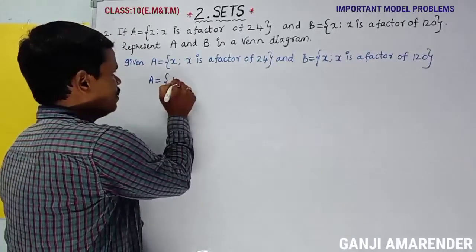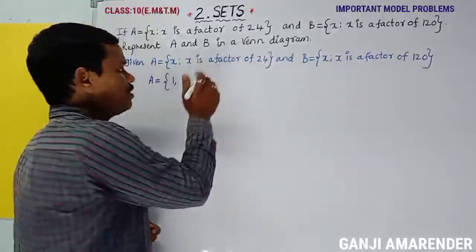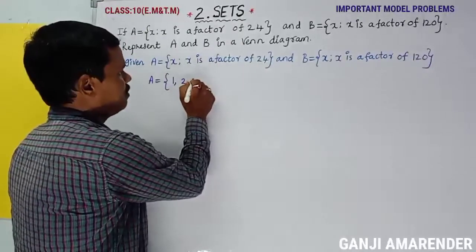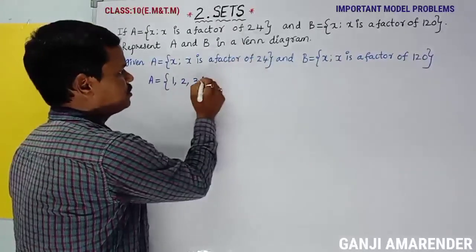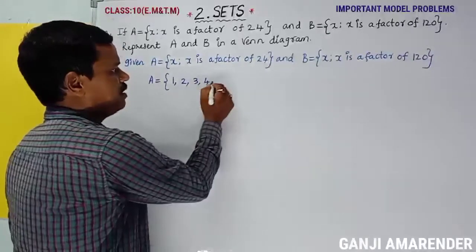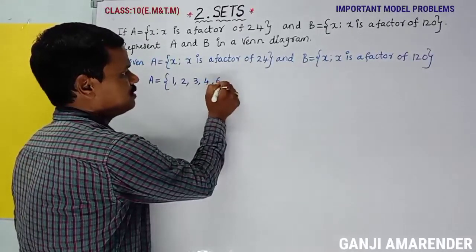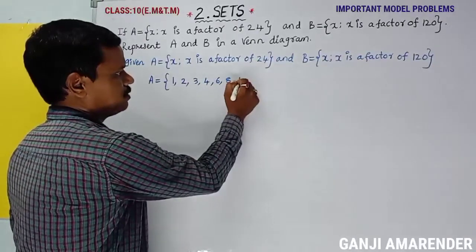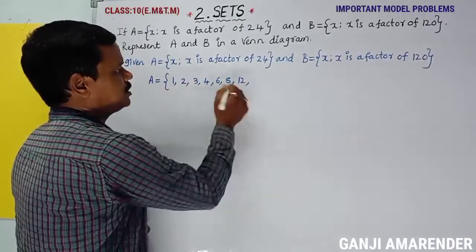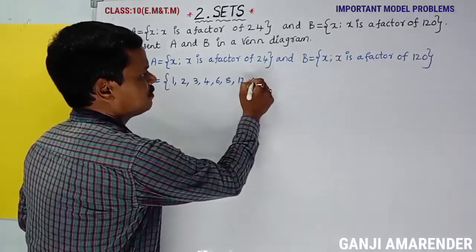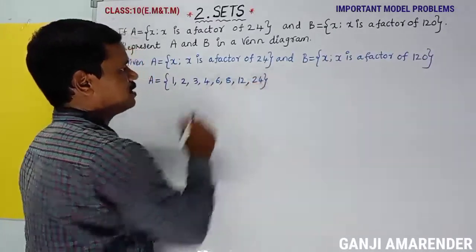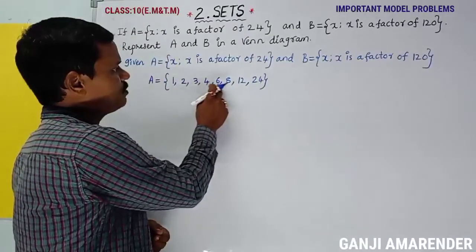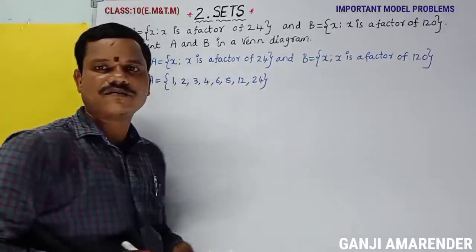Okay, 1 is the factor of every number, 24 is an even number, so 2 is a factor. Next number 3, 3 8s are 24 means 3 is a factor. 4 6s are 24, 4 is a factor. Next 6 4s are 24, 6 is a factor. Next 8 is a factor. 12 2s are 24. Next every number is a factor of itself, 24. These are the factors of 24: 1, 2, 3, 4, 6, 8, 12, 24.